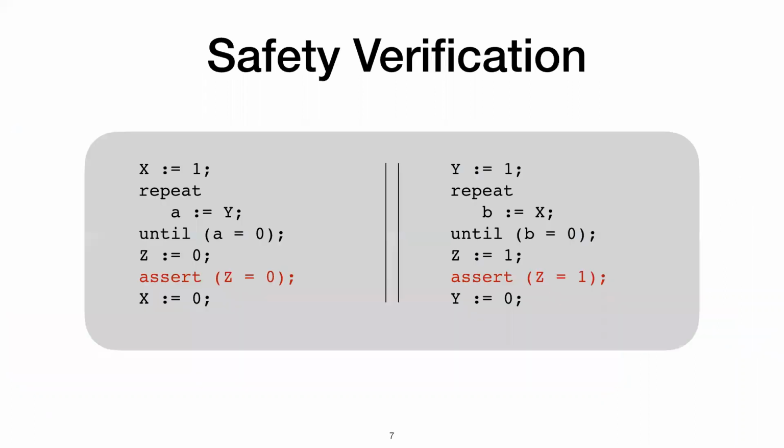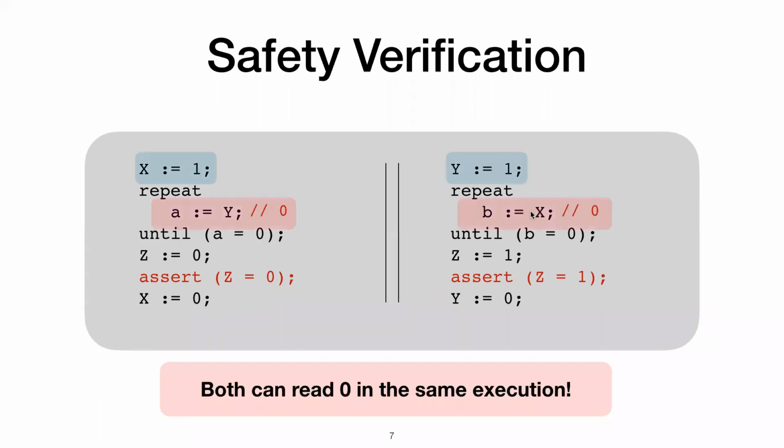Now, if we look back at this safety verification question, what happens here is that under causal consistency, there is no causal order between this write and this write. So it can happen that this reads 0 and this reads 0 in the same execution, and both threads enter the critical section and reach an assertion violation. So what was correct under sequential consistency is no longer correct under causal consistency.